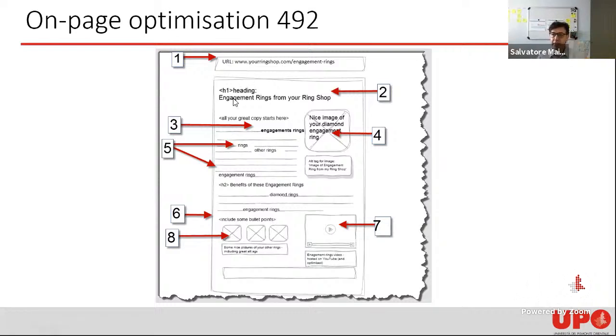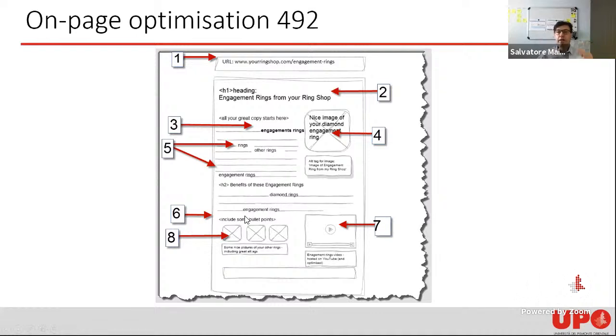So the heading, so the title, engagement rings from your ring shop. As you can see, they put the keywords into the title, and then the content starts here. Engagement rings, rings, other rings, blah blah blah. Engagement rings. Subtitle: benefit of these engagement rings again, and then blah blah blah. Diamond rings, and engagement rings again.